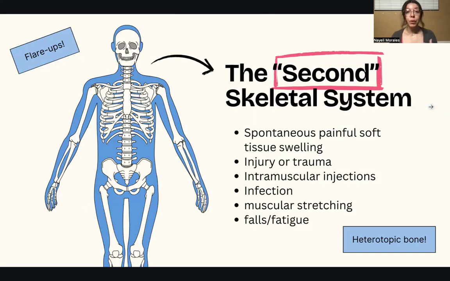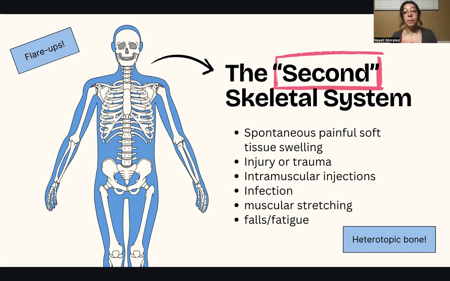Okay. So it is sometimes referred to as the second skeletal system, and the reason being is because this bone will be formed outside of an actual skeleton.